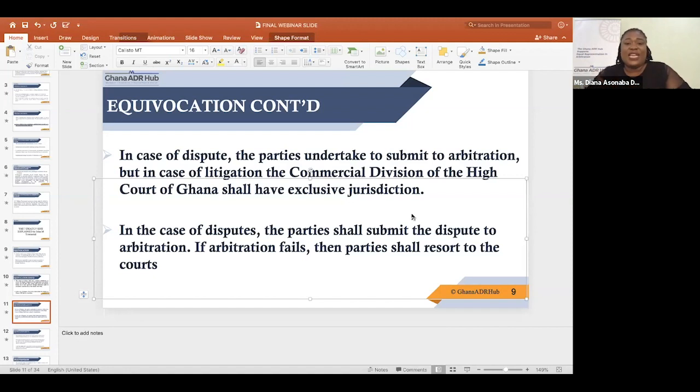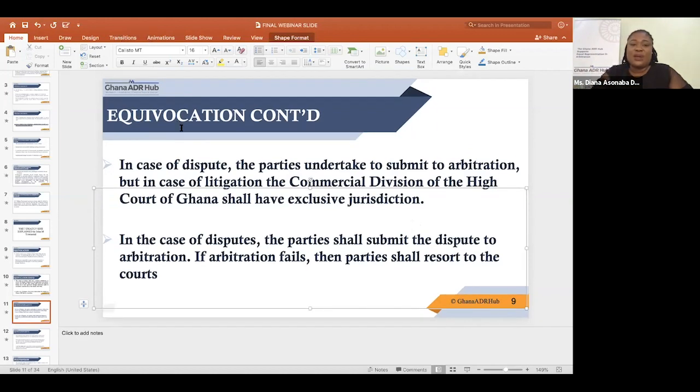Another one is that in the case of disputes, the party shall submit the dispute to arbitration. If arbitration fails, then the party shall resort to court. Now there is so much ambiguity in these clauses that I've shown. Clearly what runs through these pathological clauses is that parties have not unambiguously set out that they want to go to arbitration. So you should avoid the sin of equivocation, which is neither here nor there, not setting out exactly that you want to go to arbitration.